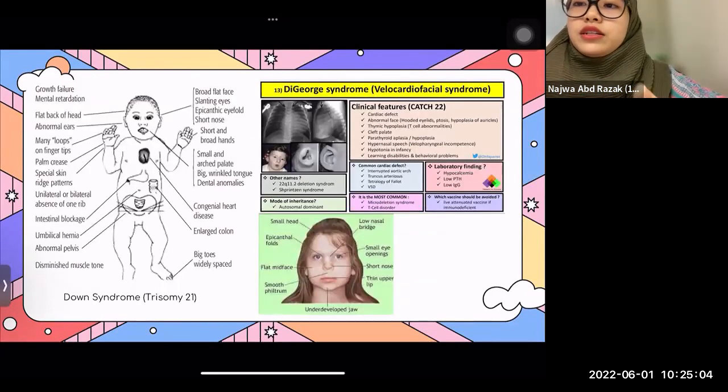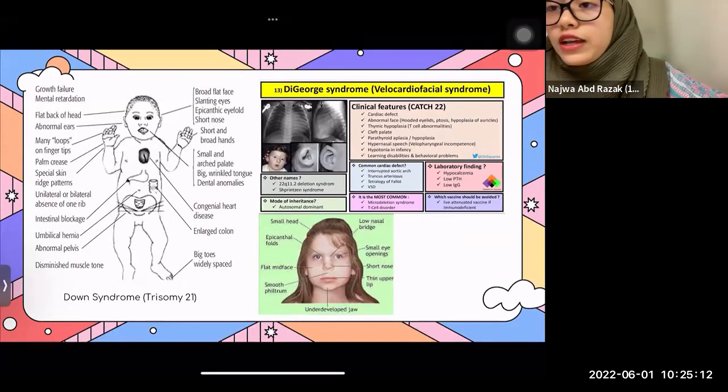Good. So Down syndrome. Down syndrome is the trisomy 21, and I bet all of you have already mastered the features of Down syndrome. For example, the broad flat face, slanting eyes, epicanthic fold, the single palmar crease, and all.